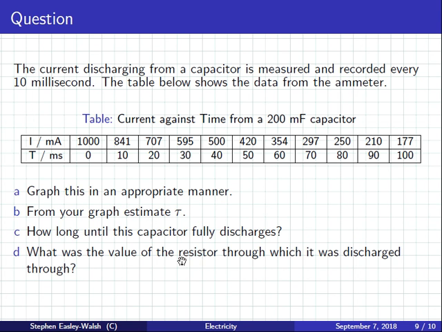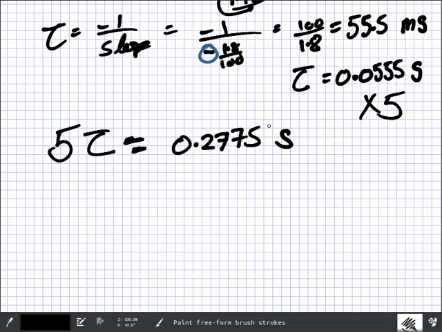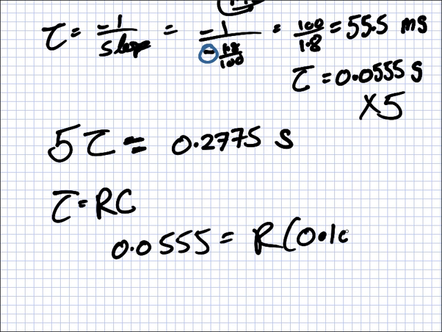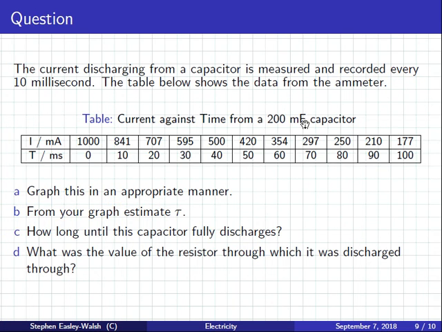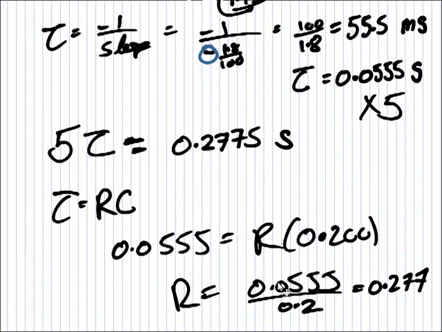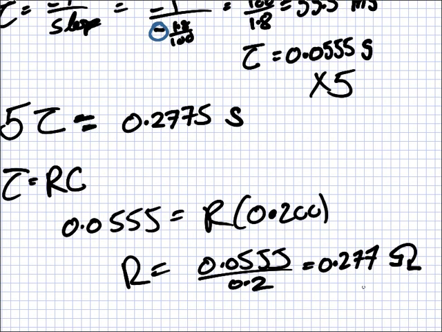Finally, what's the value of the resistor? Now you know the capacitor. The capacitor is 200 millifarads. Okay, so now you can use this formula. Tau equals RC. So that means 0.0555 equals R times 0.200, oh sorry, 200 millifarads is 0.2. So that means R is 0.0555 over 0.2, which is 0.2775 ohms. Isn't it? Yeah.